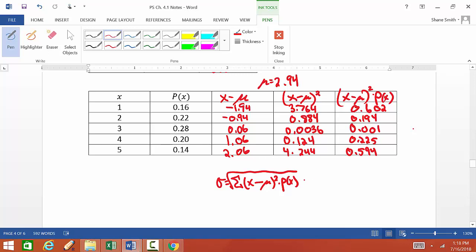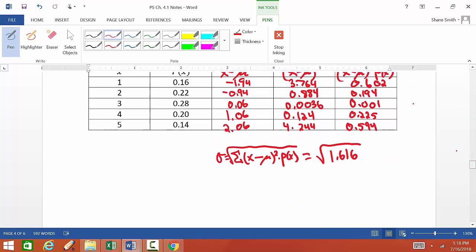Okay, and then we add all of those together, and we get 1.616. Remember that this is called the variance, but we're taking the square root to get the standard deviation. So my final answer is 1.3.